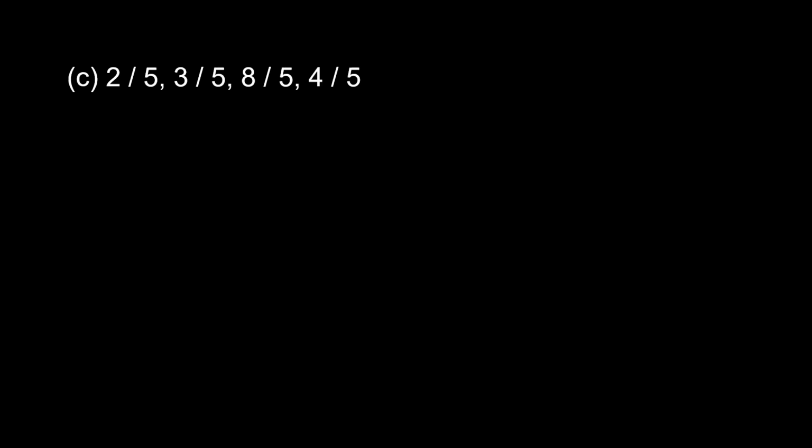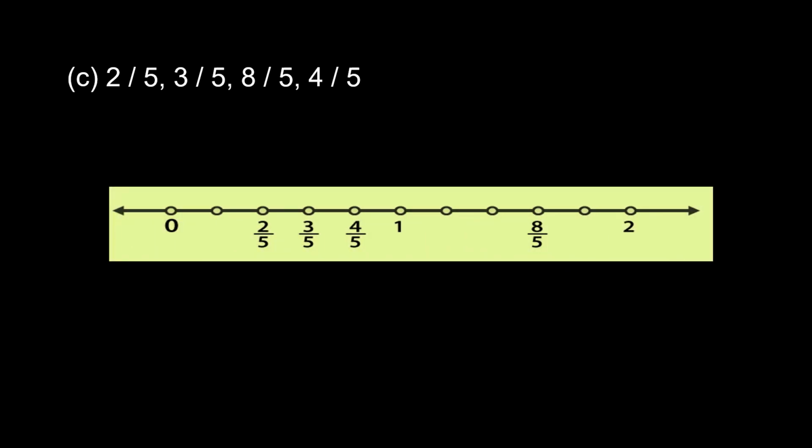Third one is 5. So 2 by 5, 3 by 5, 8 by 5 and 4 by 5. So we should divide into 5 equal parts, isn't it? So 2 by 5. Between 0 and 1, we should have 5 equal parts. 1, 2, 3, 4, 5. So 5 by 5 is 1, isn't it? So then again 6 by 5, 7 by 5, 8 by 5. So now I think you understood how to mark these fractions on the number line.